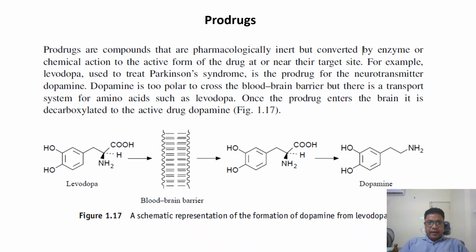For example, L-DOPA or levodopa, used to treat Parkinson's syndrome, is the prodrug for the neurotransmitter dopamine. Dopamine is too polar to cross the blood-brain barrier, but there is a transport system for amino acids such as L-DOPA. Once the prodrug enters the brain, it is decarboxylated. You can see here it is decarboxylated and then gives the active drug dopamine.